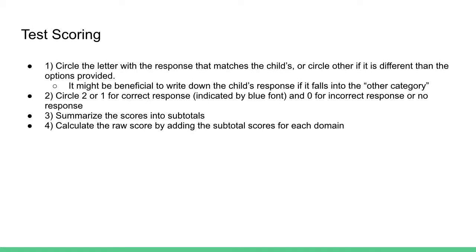The test is scored in several steps. First, circle the letter with the response that matches the child's response, or circle other if it is different than the provided response options. Some sets of questions are scored by circling 2 or 1 for the correct response, as indicated by the blue font, and 0 for an incorrect response or no response at all. The scores are all then summarized into a subtotal for each subdomain. The raw scores can then be calculated by adding the subtotal scores for each domain.